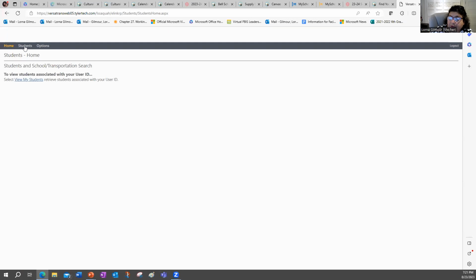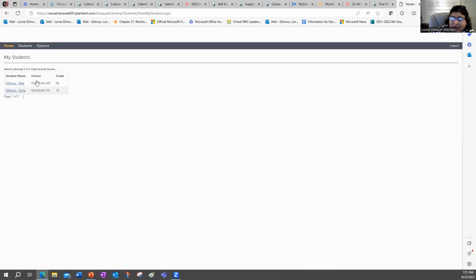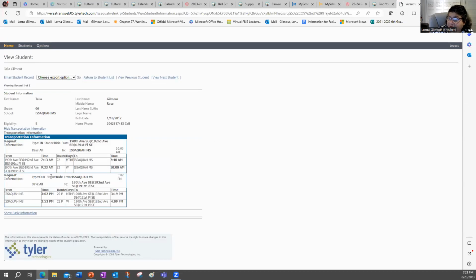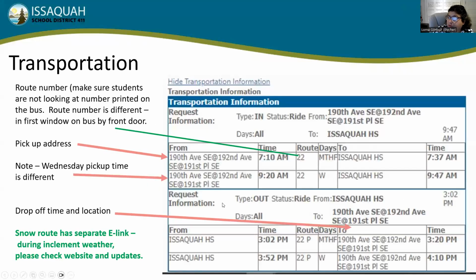And so you can view your children's schedules and then pay attention to it because Wednesday data is different than Monday, Tuesday, Thursday data. Okay, so that information is different. So when you look at it, note, this is an important one, route number.